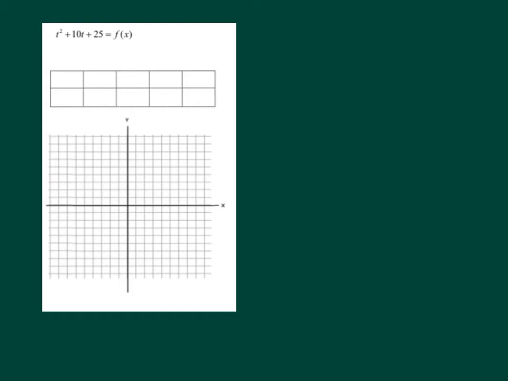First things first. I see my f of x is equal to t squared plus 10t plus 25, so a is 1, b is 10, and c is 25. All right, so the first thing I want to do is x is equal to the opposite of b all over 2a, is equal to the opposite of 10 all over 2 times 1, which is negative 10 over 2, negative 5. That negative 5 goes right here.